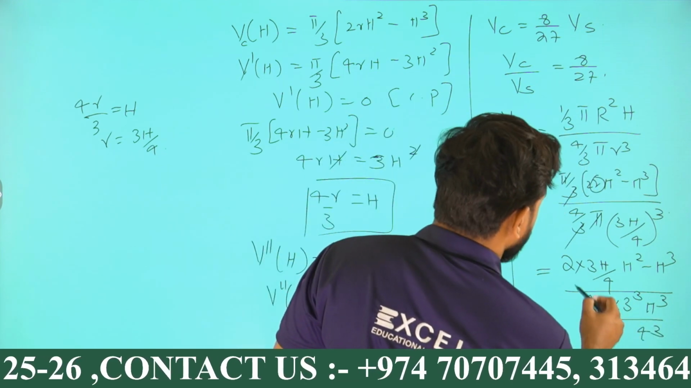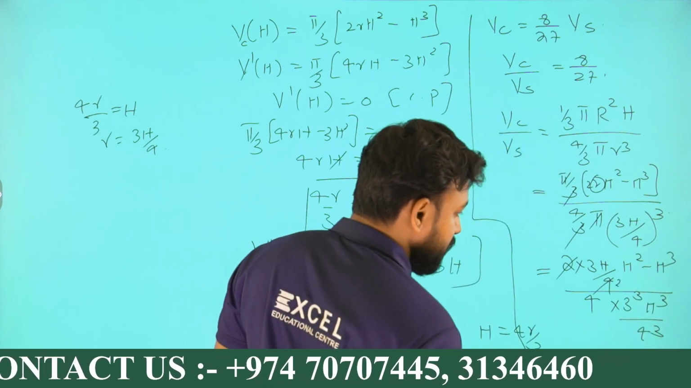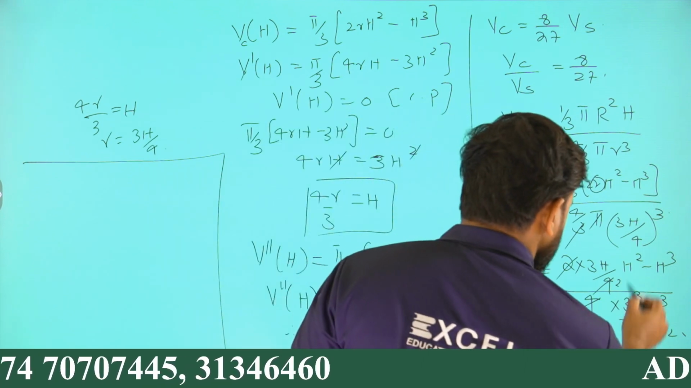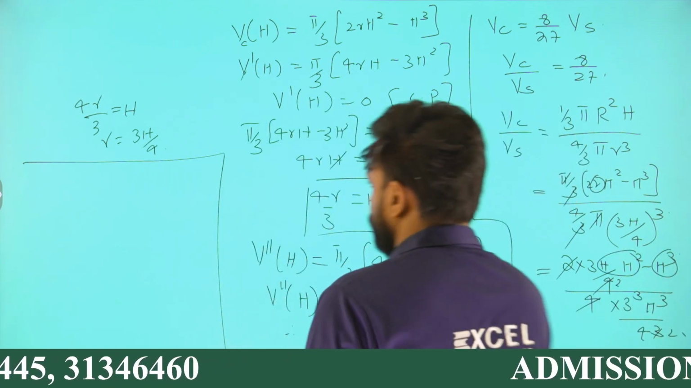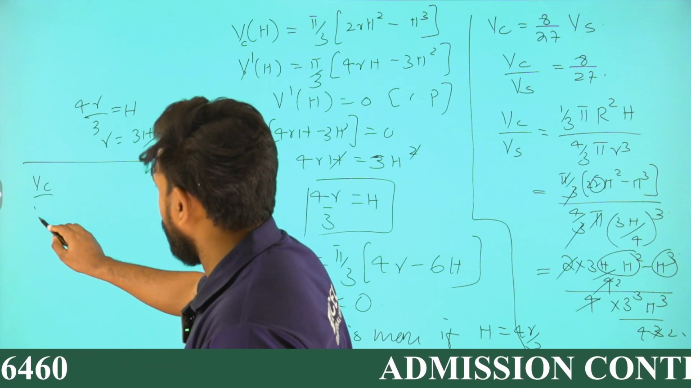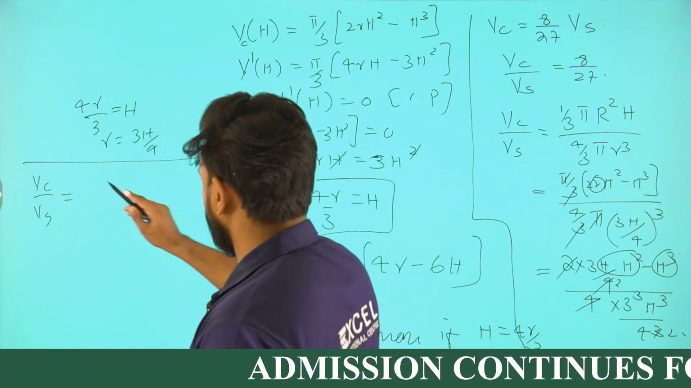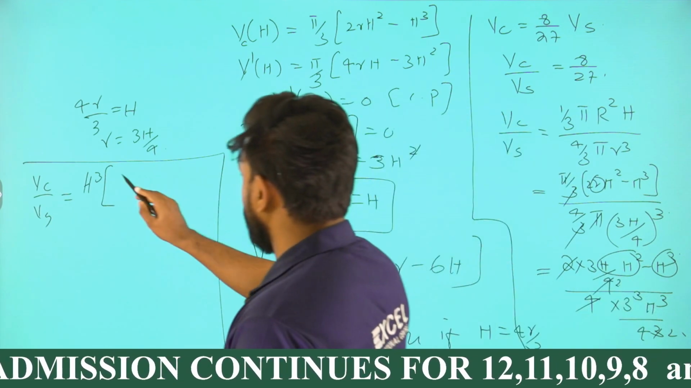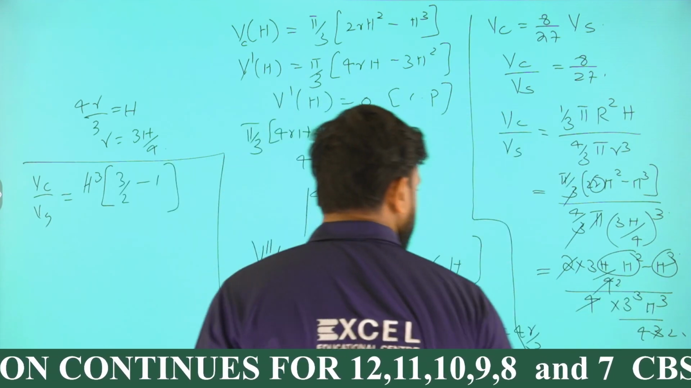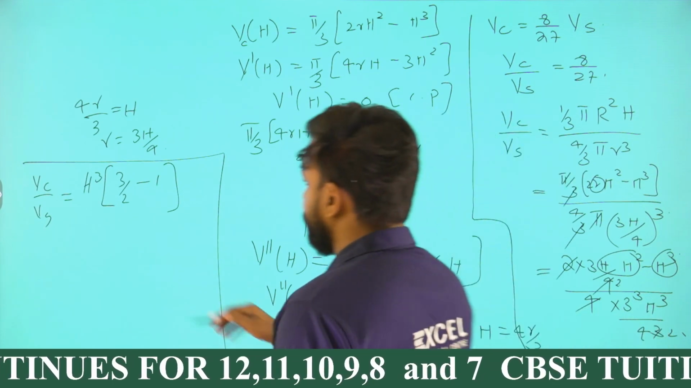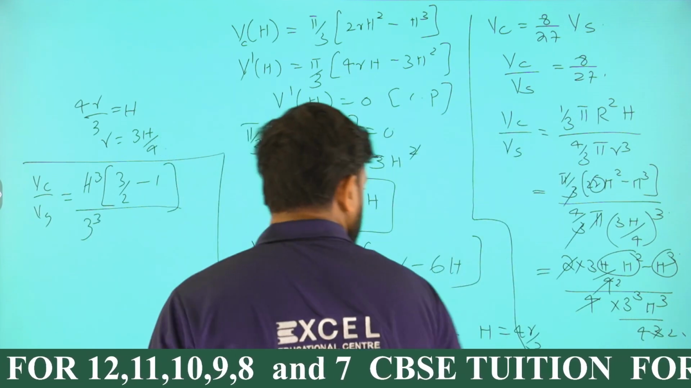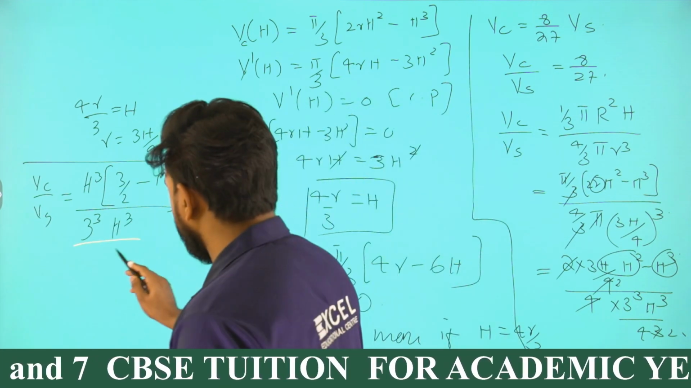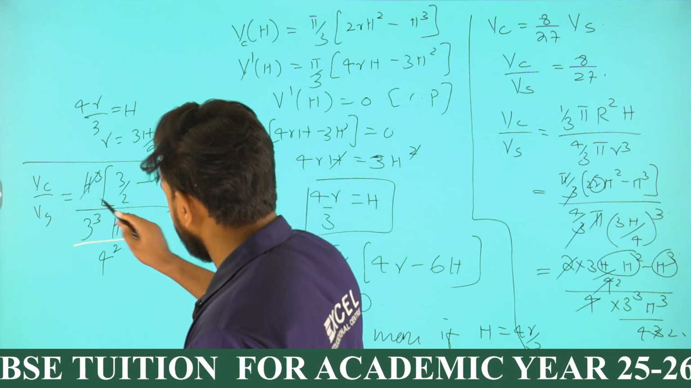So these two, you will get 2 here, and this is gone. You will get 4 square. The rest I am going to do here. So this is h cube here, and this is also h cube. I am going to take the h cube out. Volume of cone by volume of sphere is equal to, while you are taking h cube out, you will get 3 by 2 minus 1 here. And at the denominator you have 3 cube h cube by 4 square. So these two are gone.